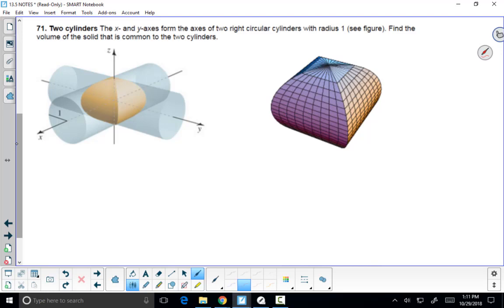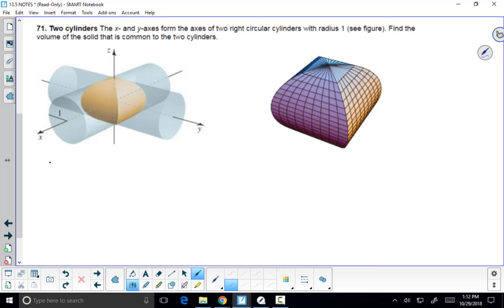Let's see. So cylinders each have radius of 1. So what will be that cylinder, that right cylinder? We're in the xz plane, so what would the equation be for that cylinder? x squared plus z squared equals, what is it, 1?